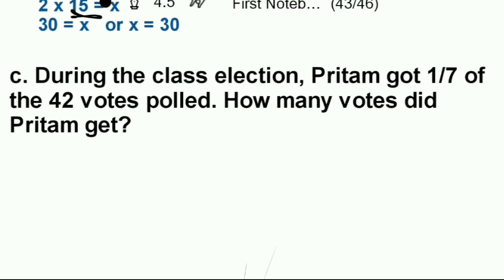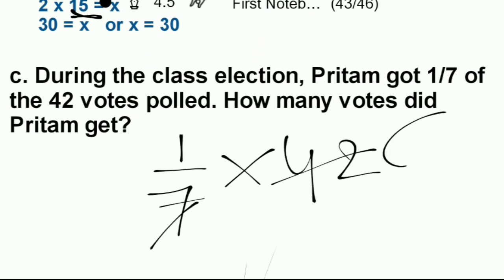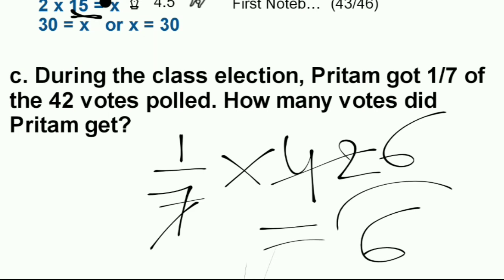Like this question: during the class selection, Pritam got 1 by 7 of the 42 votes polled. How many votes did Pritam get? So 1 by 7 into 42. So how many votes? 6. Okay, like this we can solve.